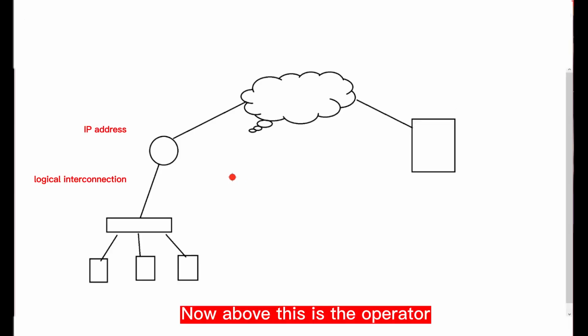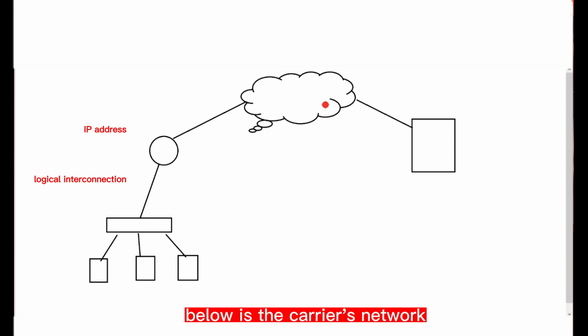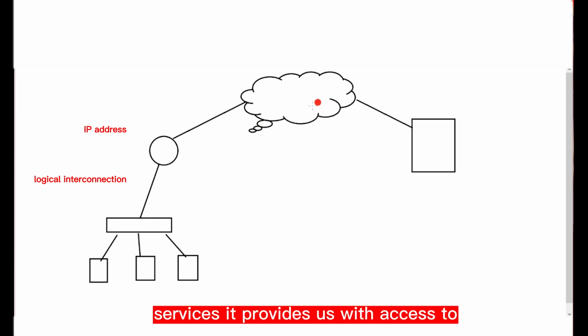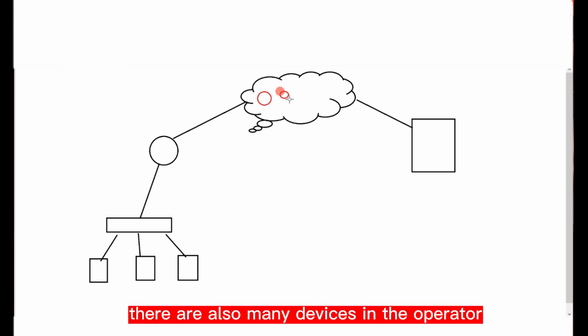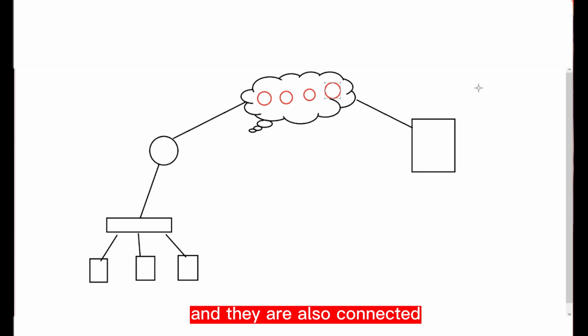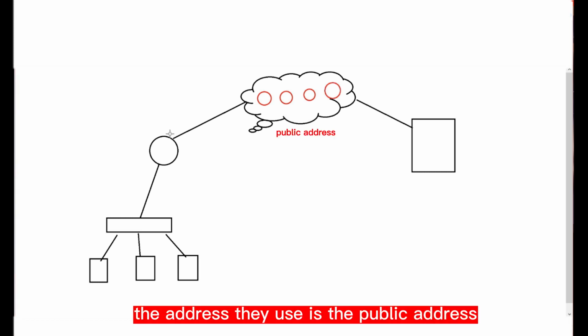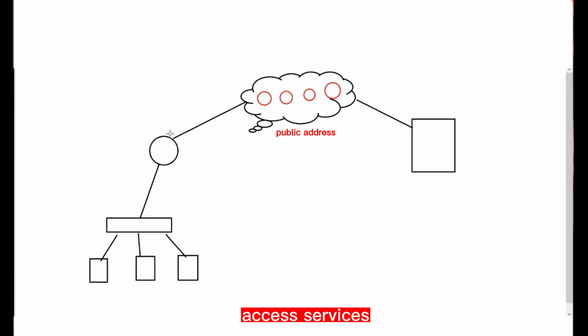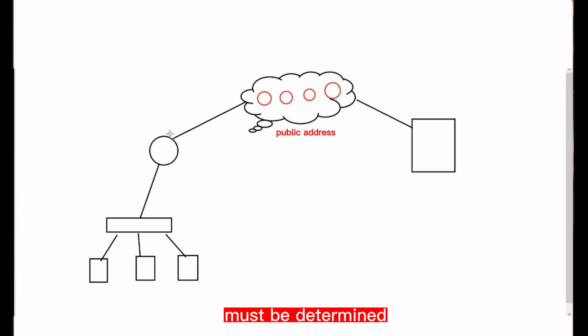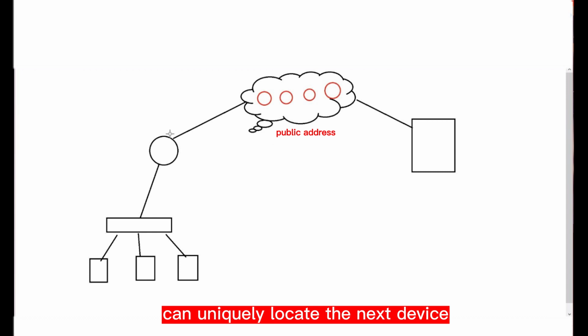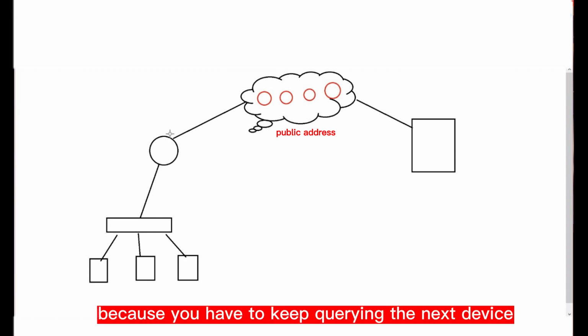Now above this is the operator. Below is the carrier's network services it provides us with access to. There are also many devices in the operator, and they are also connected. The addresses they use are public addresses, because operators want to provide mutual access services around the world. That is to say, all forwarding addresses on the public internet must be able to uniquely locate the next device, because you have to keep querying the next device.